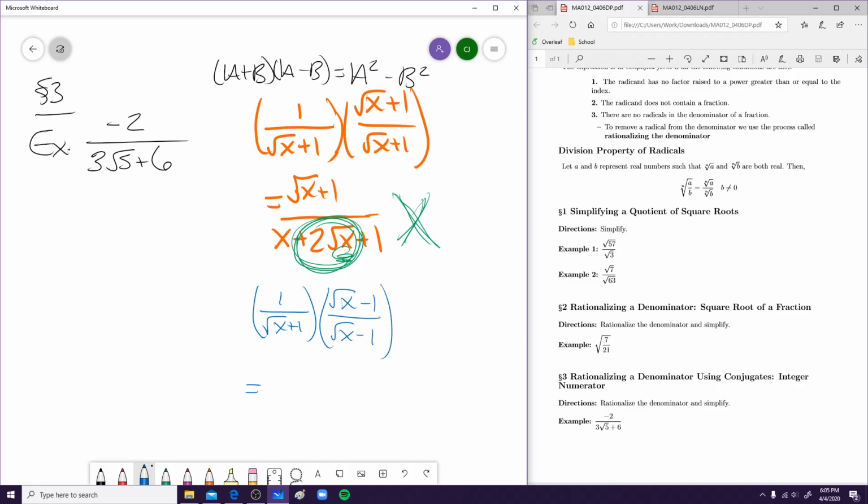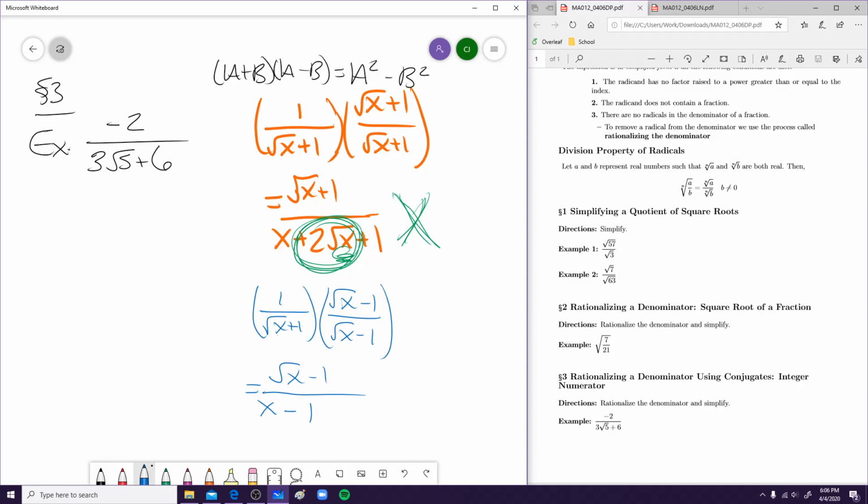Right? What is that? So this would be square root of x minus 1. And over here, square root of x times square root of x, that's x. And then square root of x times negative 1 is negative x. And then 1 times square root of x is square root of x. Those cancel because this is a difference of squares. So this is just a squared minus b squared, so it's 1. So a was the square root of x and b was 1.